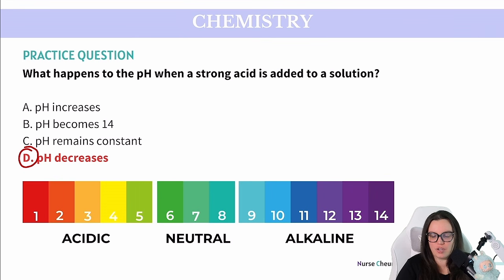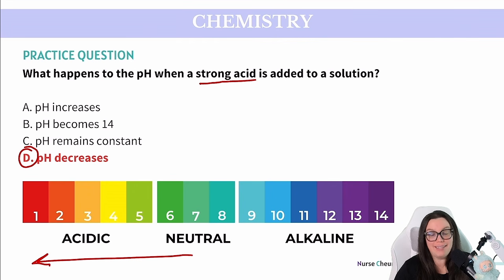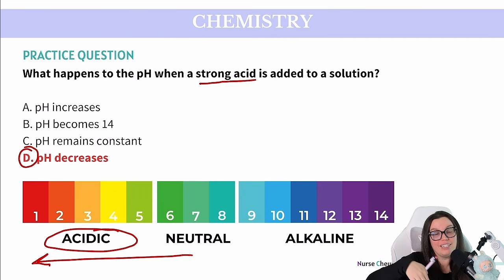So this question is talking about a strong acid being added to a solution. We know that if we were to add an acid to a solution, it's going to cause our pH to shift to the left in the more acidic range. And that is the reason that D is the correct answer. The pH is going to decrease to the lower numbers because that's where all the acid is on our pH scale. Let's look at other answer options though.